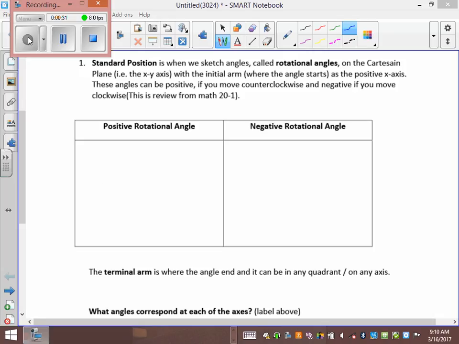So, positive rotational angle. What I always do first, and we're going to be adding radians right away here, so you guys have to be really good at degrees because we're going to convert to radians. Radians is just another measure of showing what a degree is like. So, this is 0. And then if I went positive rotational angle, I'm going to go counterclockwise. Okay? And then this is 90 degrees because it makes that little square.